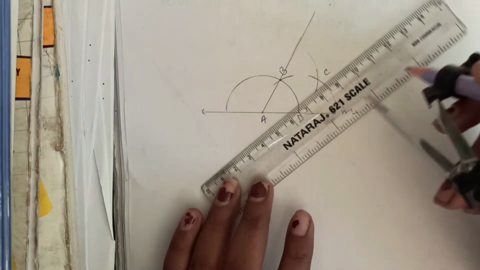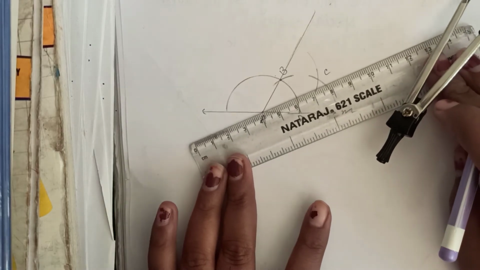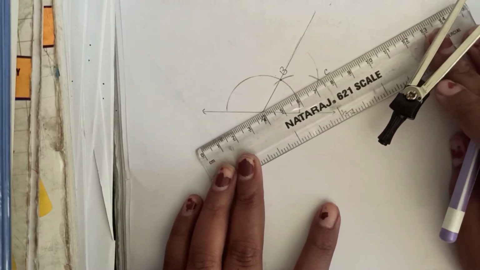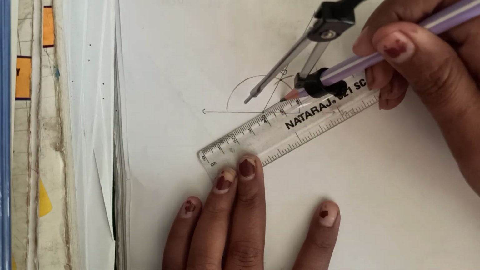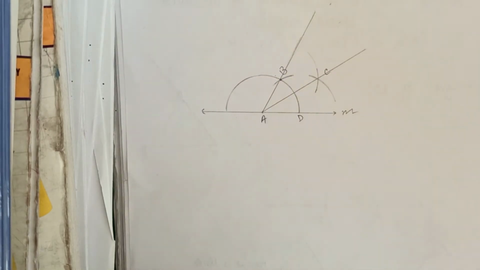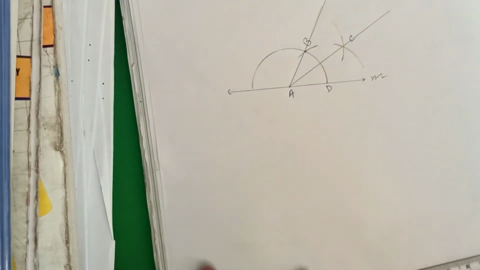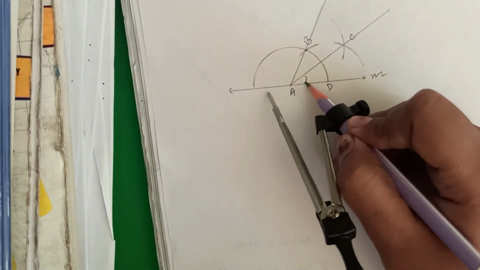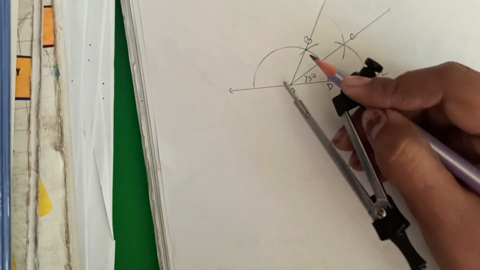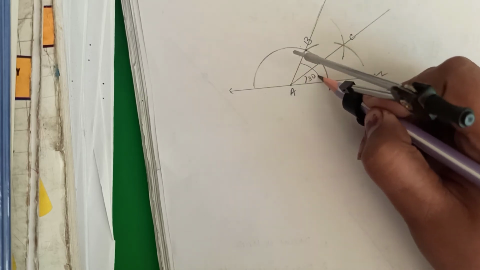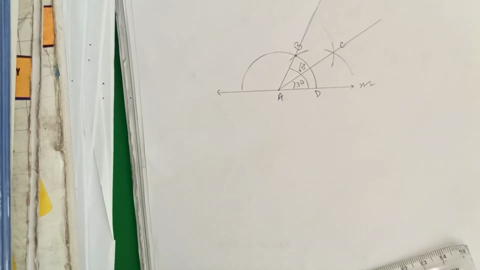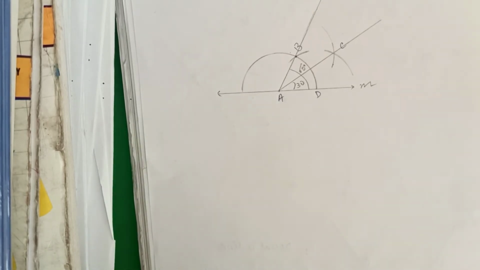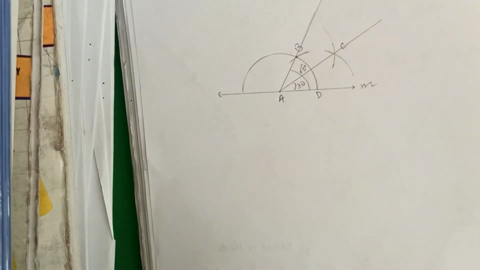Now this is a 60 degree. Join it with this. Same. And it will be of 30 degree. This one 30 and this complete will be of 60 degree. Clear? So this is the way to draw the angle of 30 degree.